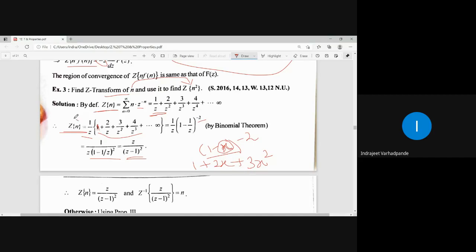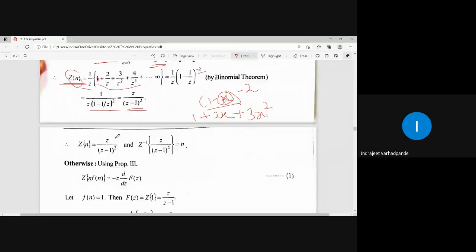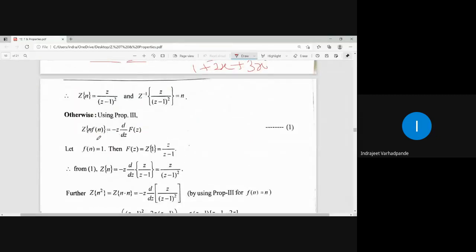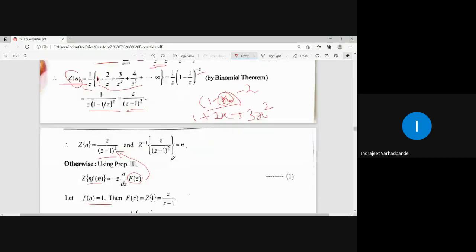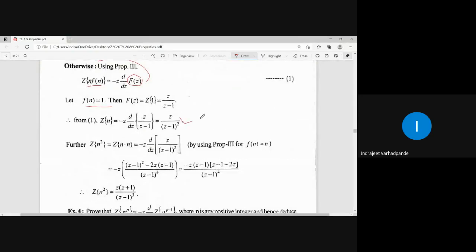Now, using this result for n, I have to calculate the value for n square. So what is that property? n into f of n. What f of z have we got for z of n? We have got it as z upon z minus 1 whole square. In it we have to differentiate this result and multiply the result by minus z. So if f of n is 1, then z of 1 is z upon z minus 1. z of n comes out as z upon z minus 1 whole square. n square can be written as n into n. Take the derivative of this result and multiply by minus z.